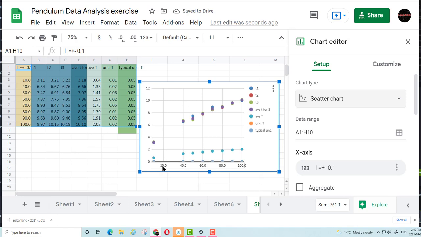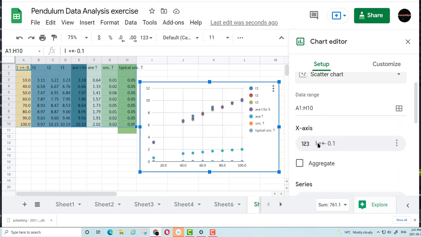I want to notice here that these numbers along the horizontal axis are my lengths. Those are my lengths from this column, and that's my independent variable. Those are the x values that I want. That's good. And then every single one of my columns here is another separate y variable, and the only one that I want to plot is the average period.